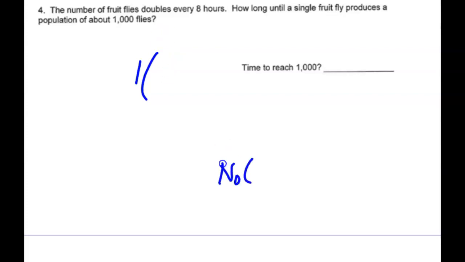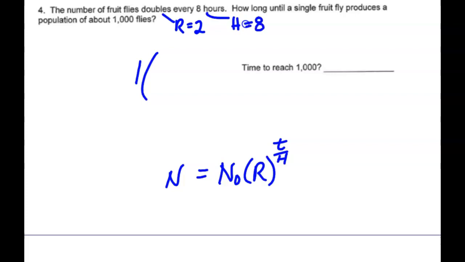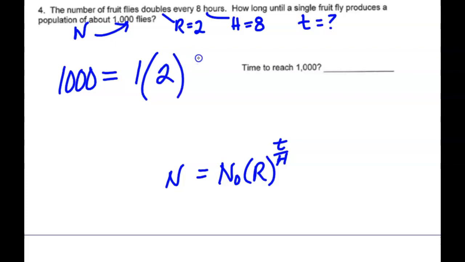So if you're looking at your sheet, it looks like this. Okay, so doubling is our rate, R equals 2. It is doubling every 8, H is 8 hours. How long? We're looking for T. And we want to end up with 1,000 fruit flies. So it's 1,000 equals 1 times what? 2 to the t over 8.